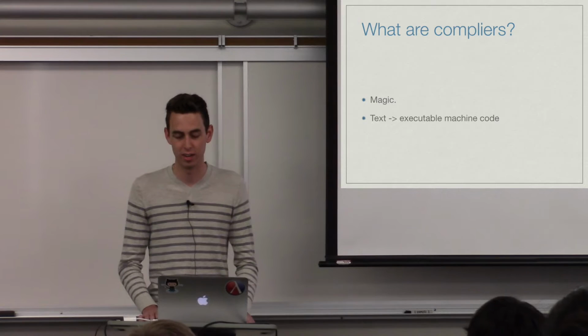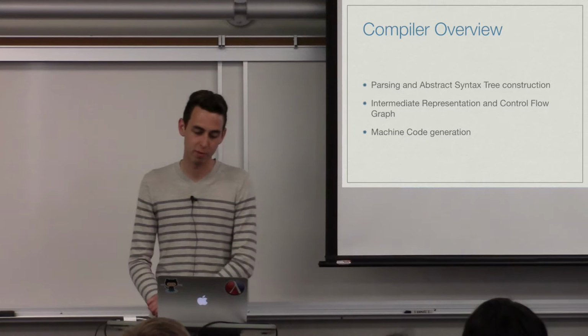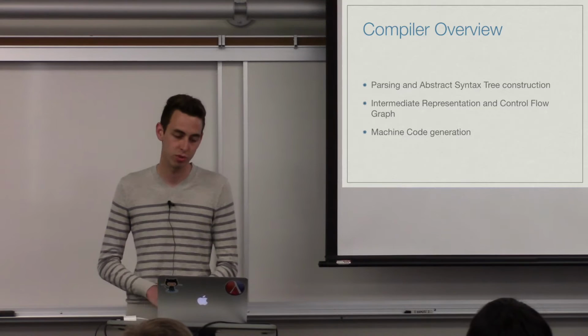But compilers are cool. So just a quick overview of the pipeline that happens inside of a compiler. You need to parse the text file into what's called an abstract syntax tree. And then you need to lower the abstract syntax tree into an intermediate representation. And then after the intermediate representation, you create machine code.